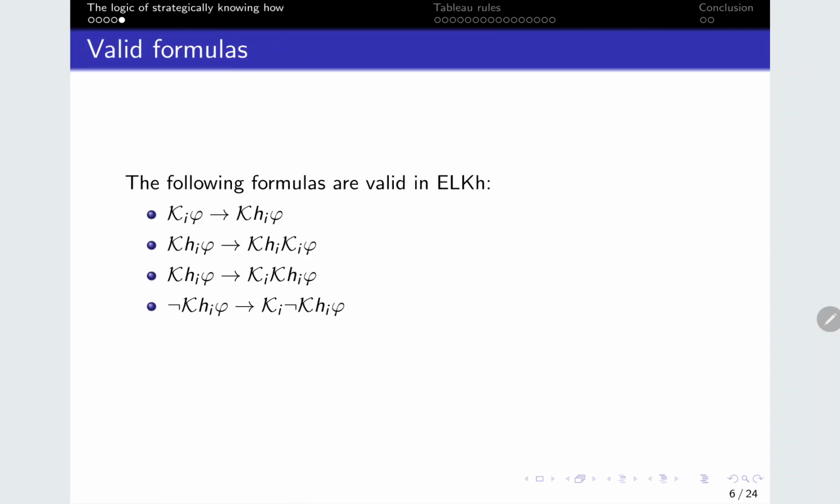And the next is the 5 axiom of know-how formula. If we don't know how phi, then we know that we don't know how phi. And the last one is the composition axiom, because this formula means the agent can compose two subsequent strategies to be one strategy.